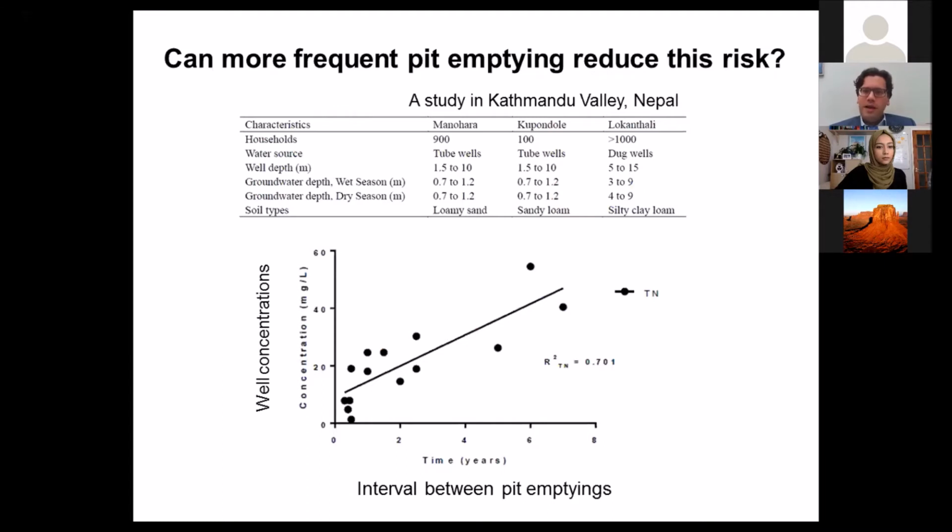And we complemented that modeling work with some work in Nepal, where we went around to three informal settlements, which had different types of wells and also different soil types, and also different management practices in terms of their latrines. And we measured the nitrogen in their wells and also took some samples from their latrines. We found some relationships, for example, that the households that were emptying their latrines more frequently tended to have lower nitrogen concentrations in the wells nearby their latrines compared to other communities where they weren't managing the latrines in the same way.